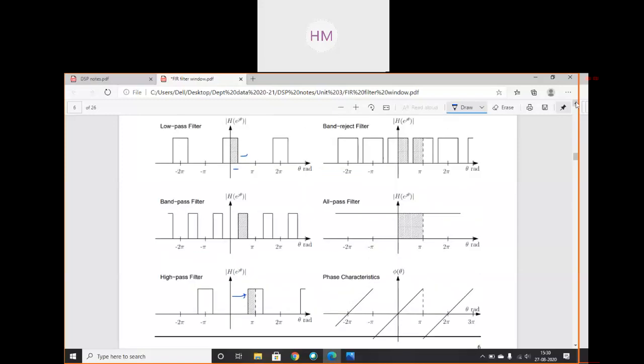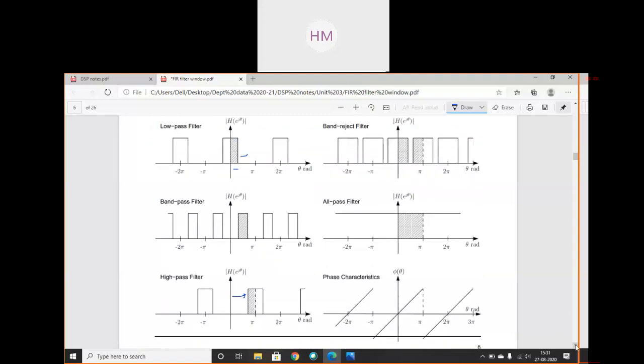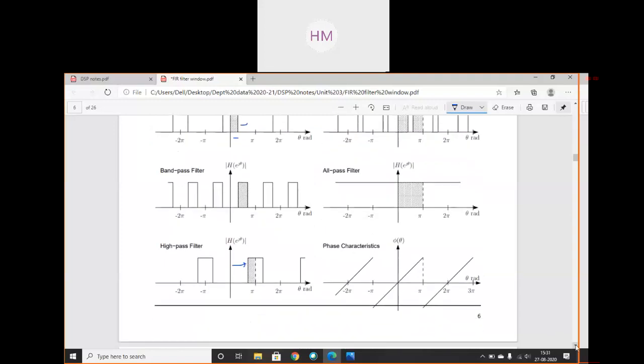Similarly, we have band pass filter. A particular amount of band is passed. This is my band. Band reject filter. A particular range of frequencies are attenuated. Band reject filter. Okay, all pass filter is a filter which passes all the frequencies.